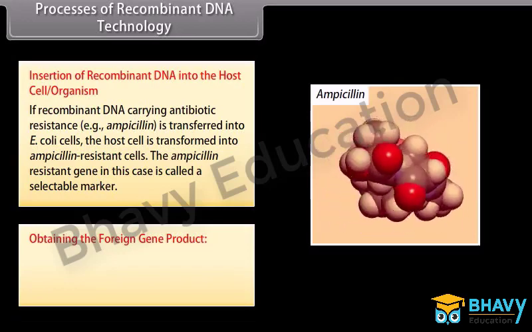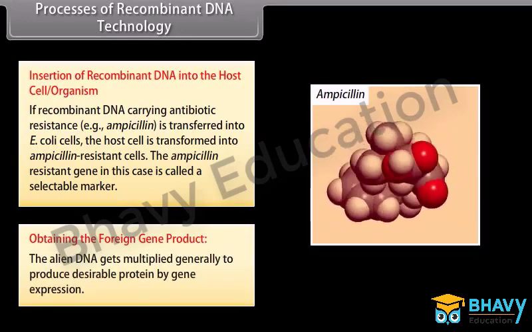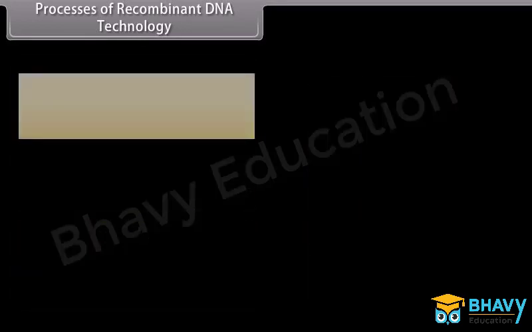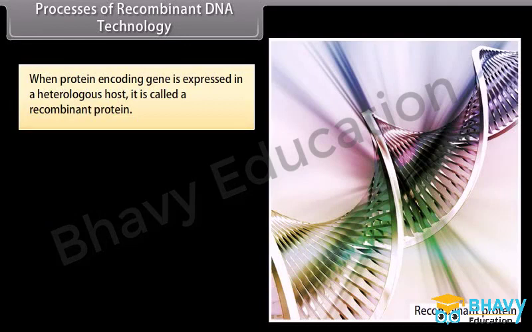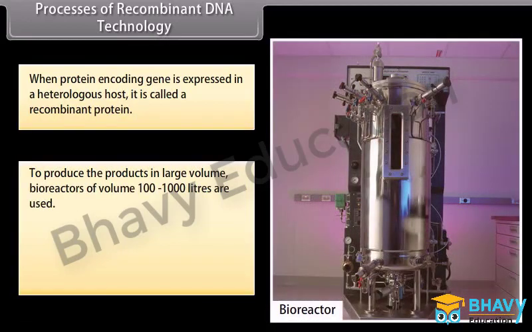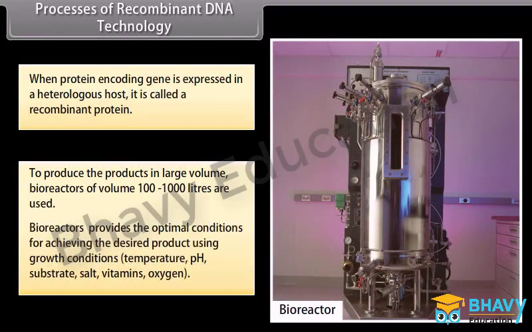Obtaining the foreign gene product. The alien DNA gets multiplied, generally to produce desirable protein by gene expression. When a protein-encoding gene is expressed in the heterologous host, it is called a recombinant protein. To produce products in large volume, bioreactors of volume 100 to 1000 liters are used. Bioreactors provide the optimal conditions for achieving the desired product using growth conditions, temperature, pH, substrate, salt, vitamins, and oxygen.